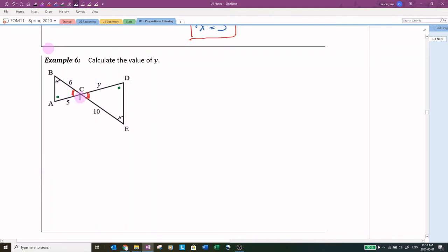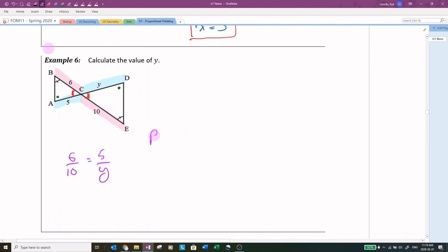The 5 is going from the red to the green. So that has to correspond to whatever goes from red to green here, which is Y. And the C to B is 6. That's from red to black. And from red to black over here is 10. So now I know what my corresponding sides are. I can write up my proportion. 6 over 10 equals 5 over Y.